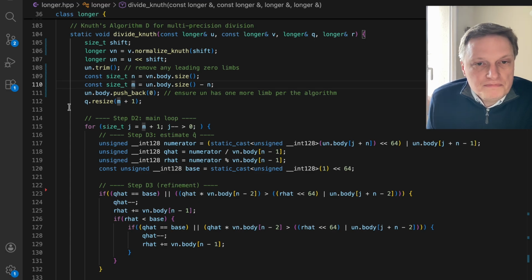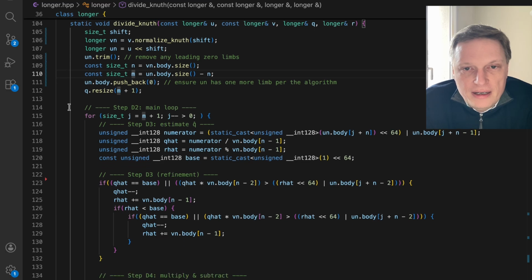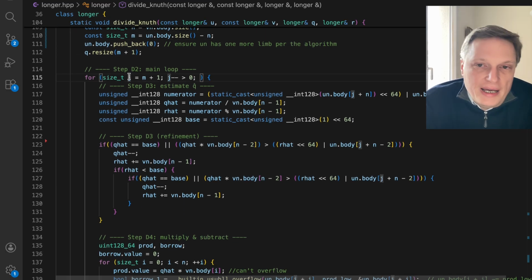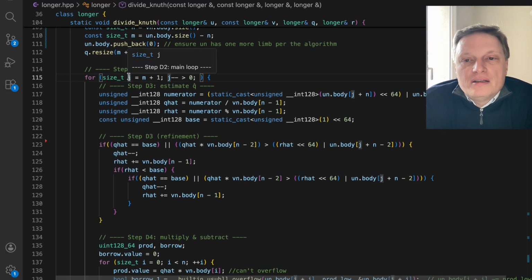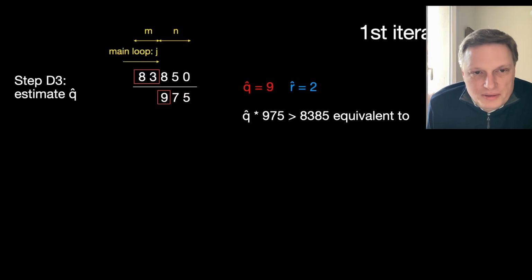There are 2 loops. The outer loop on j goes downward from m to 0. The first step is to estimate q hat. Let me go back to the numeric example.